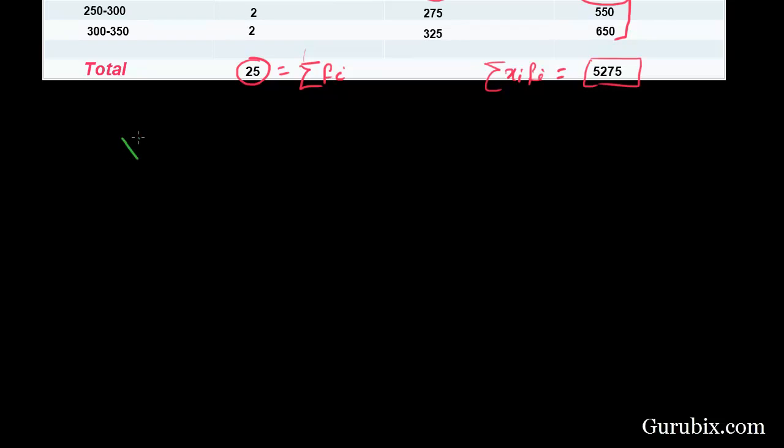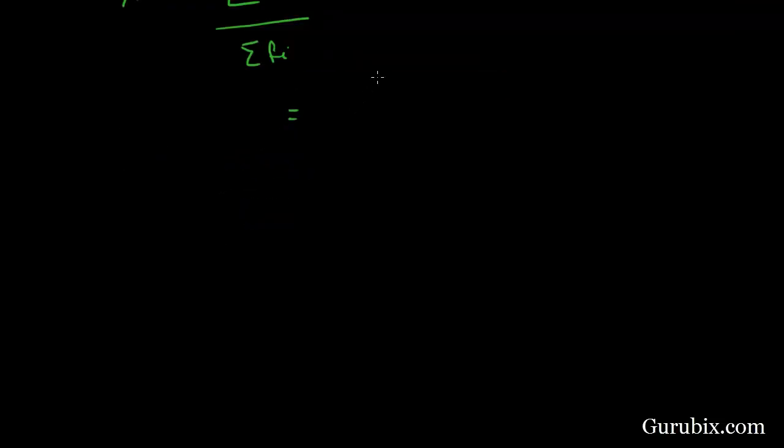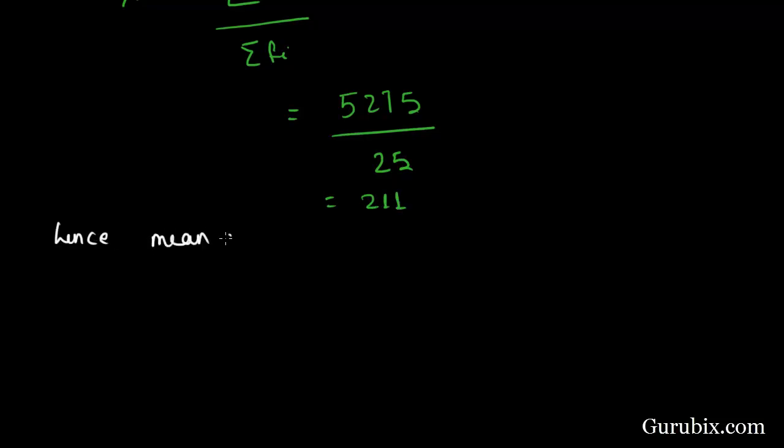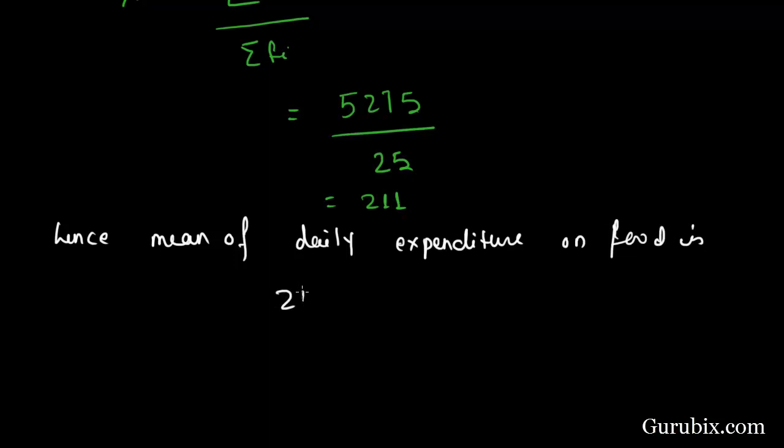Hence we know that mean of x is equal to summation of xi fi upon summation of fi, which is equal to 5275 upon 25, equal to 211. Hence, the mean daily expenditure on food is 211.